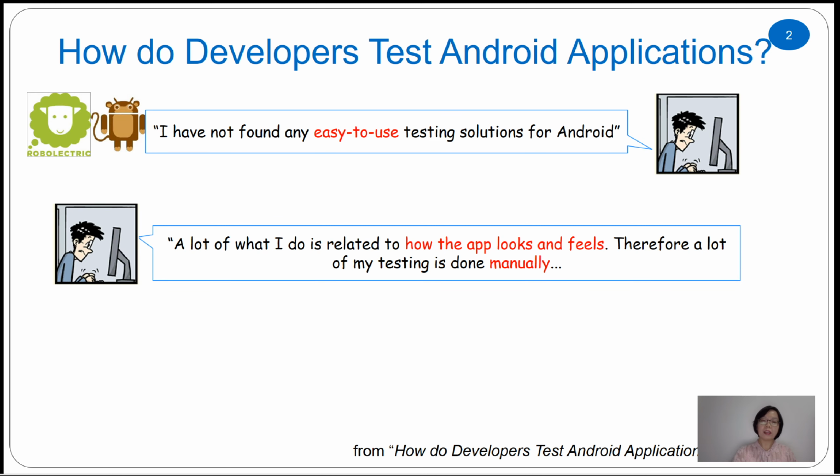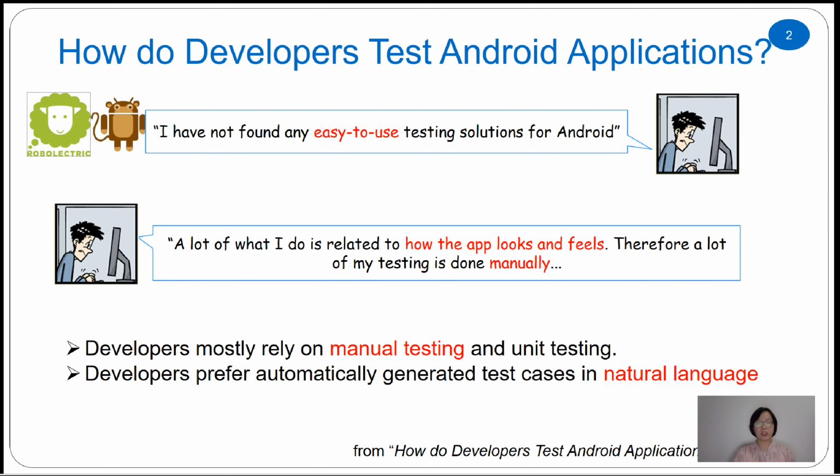So these studies give us two observations. That is, developers mostly rely on manual testing and also unit testing, while developers actually prefer automatically generated test cases in natural language.